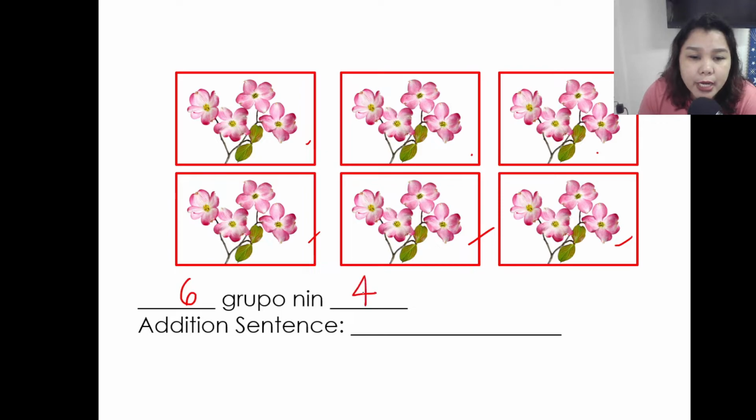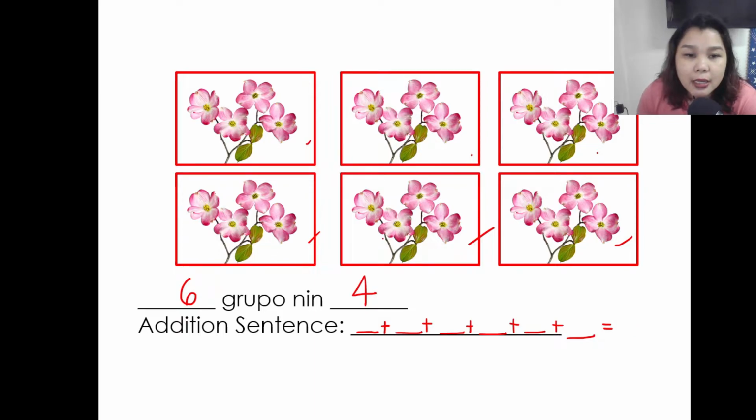So, we can write 6 grupo nin 4. Ibig sabihin, 6 na 4. So, 6 beses na paulit-ulit na 4. So, how can we write that? Let's prepare the blanks. So, we need 6 there because we have 6 groups. It means we need to prepare 6 blanks. Okay, so we have 2, 3, 4, 5, 6 equals blank.